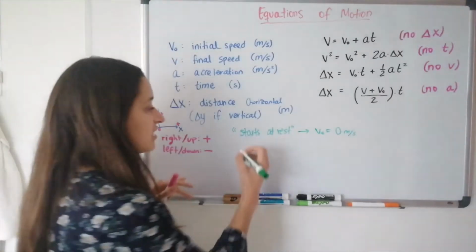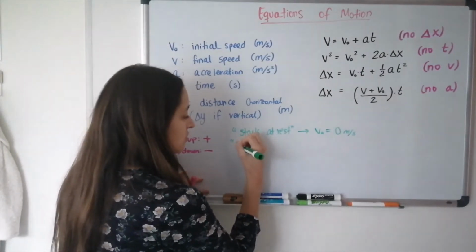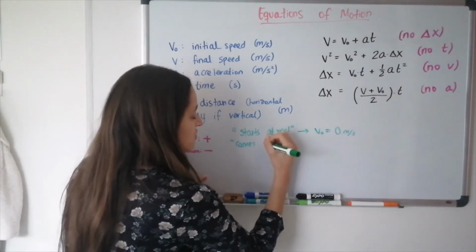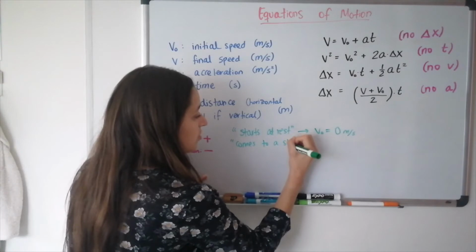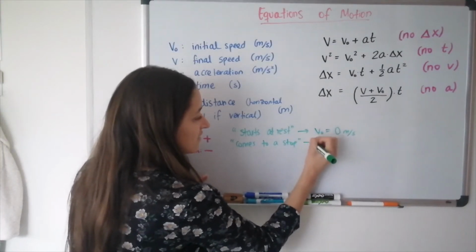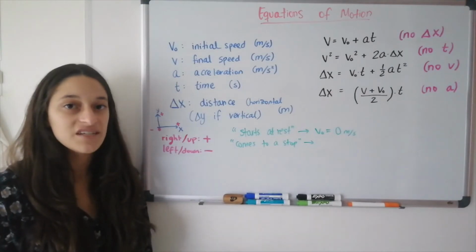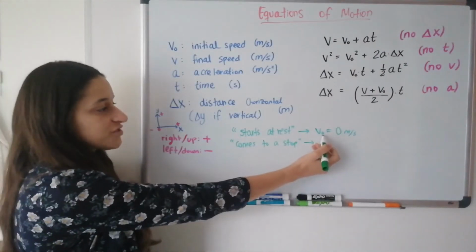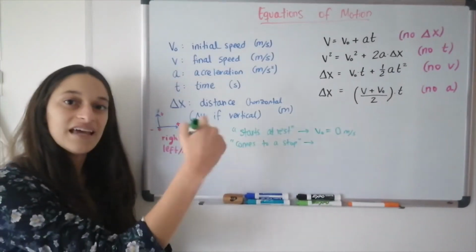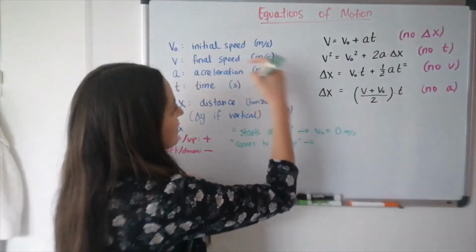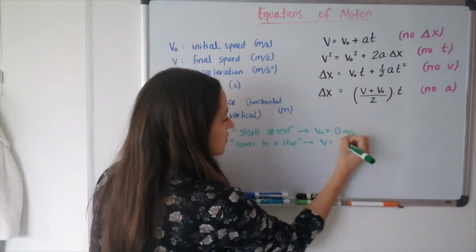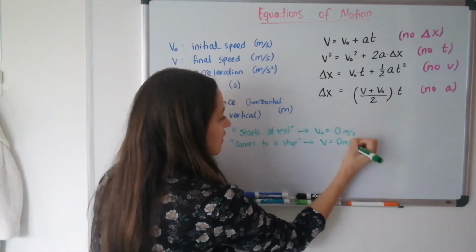It might also say comes to a stop or ends at rest. Comes to a stop means that at the end of whatever journey it's doing, it stops and its velocity is now 0. But it's not its initial velocity. It didn't start at rest. It ended at rest. So we can say that the final speed v is 0. That's what we can translate that phrase to.